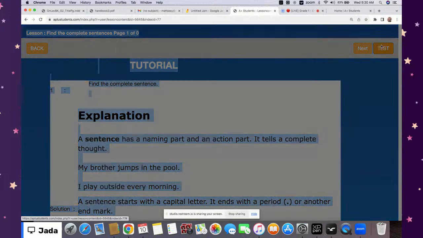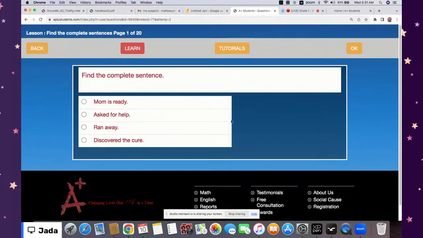Now let's move on to the test. Everyone, please send in your answers so that we can have an interactive class. If you know the answer, you can put one, two, three, or four, depending on the option that's the correct one. So the first one is find a complete sentence. Mom is ready, asked for help, ran away, discovered the cure. Now, what is the complete sentence here?